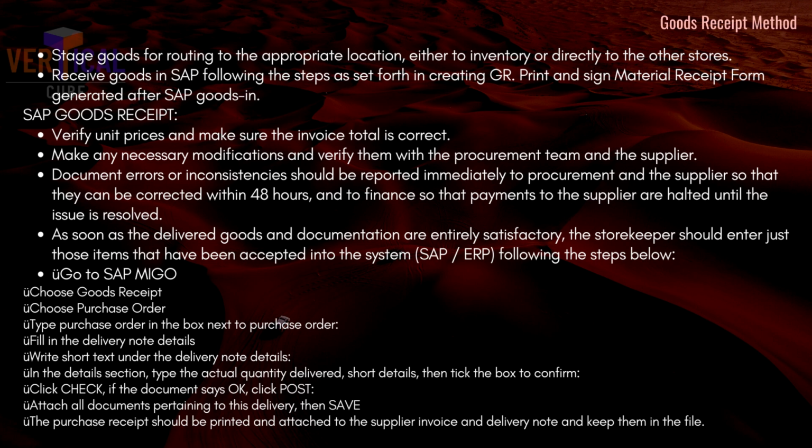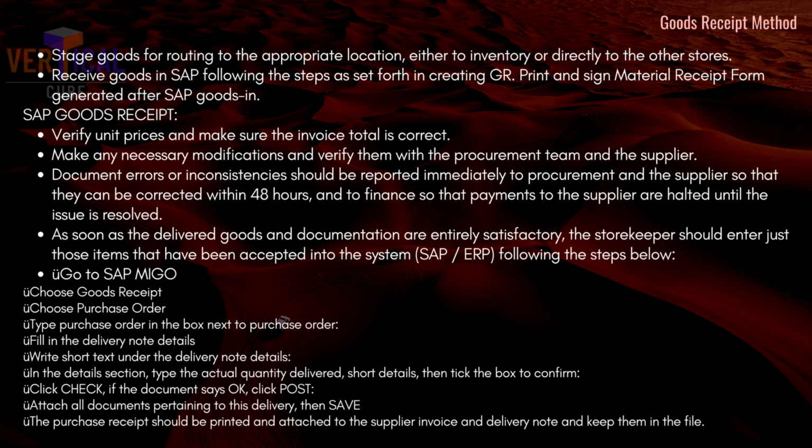Fill in the delivery note details. Write short text under the delivery note details. In the Details section, type the actual quantity delivered and short details, then tick the box to confirm. Click Check. If the document says OK, click Post. Attach all documents pertaining to this delivery, then save.